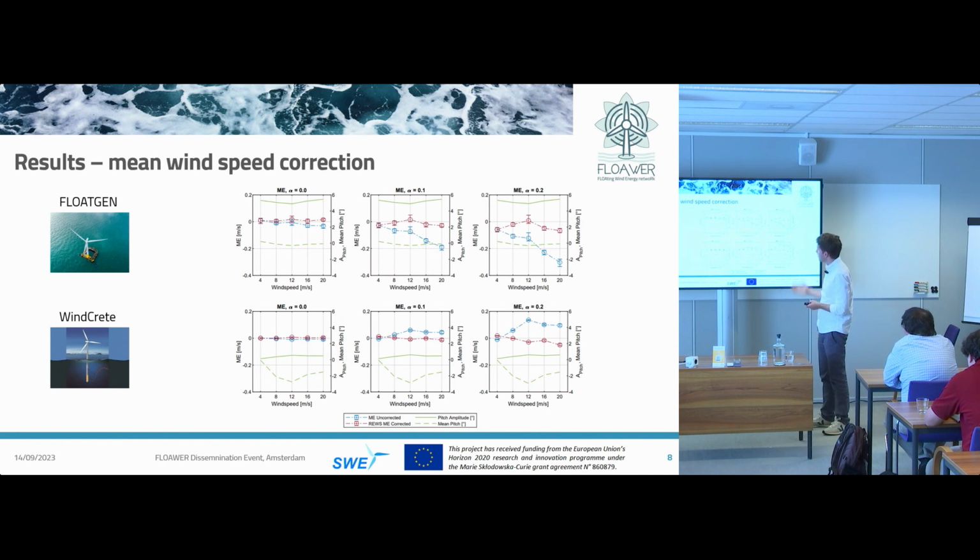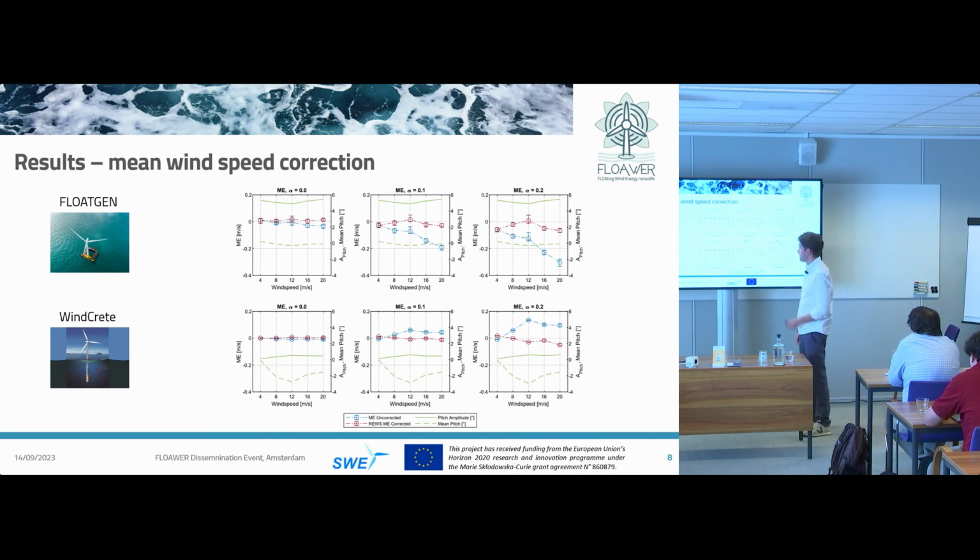And as we expect also from the parameter study, we see that the blue line, which is the uncorrected values, shows negative bias, especially for the higher wind speeds. And finally, the red line is the corrected values, so applying our correction values, and we see that we are quite good with compensating for this bias.